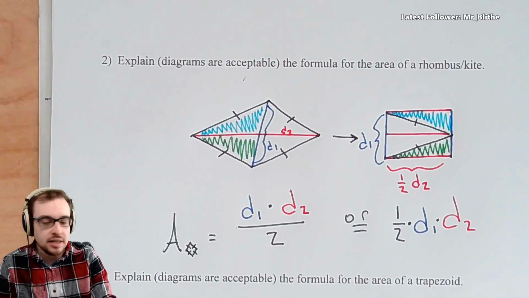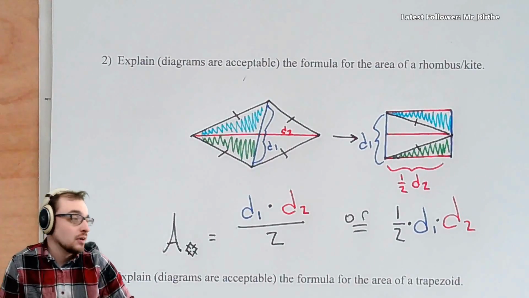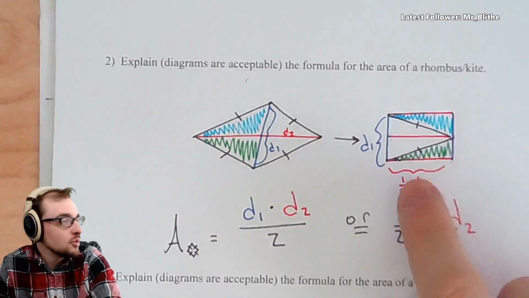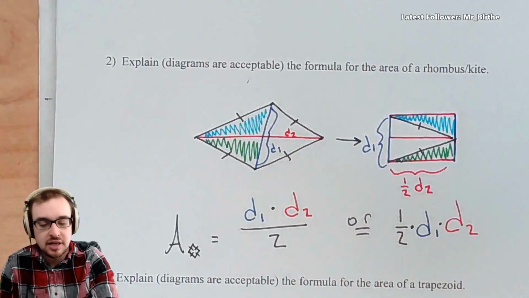So again, what we're doing is we're just taking these shapes and changing them by cutting them up into something we do know, right? A rectangle. And we know the area of a rectangle is the base times the height. Well, the base for this is a half D2, and the height is D1. So you times those together, and that's going to be your formula.